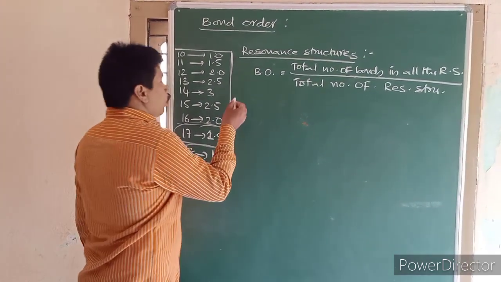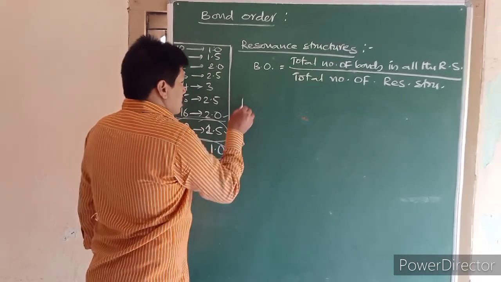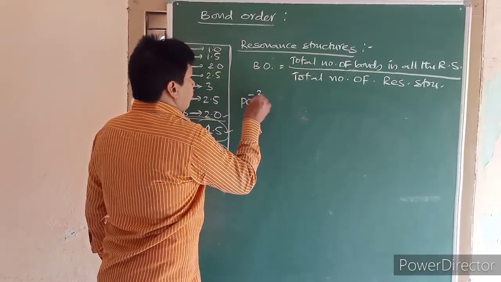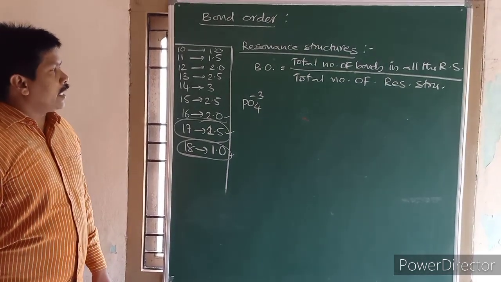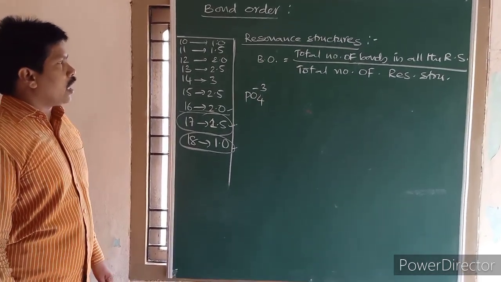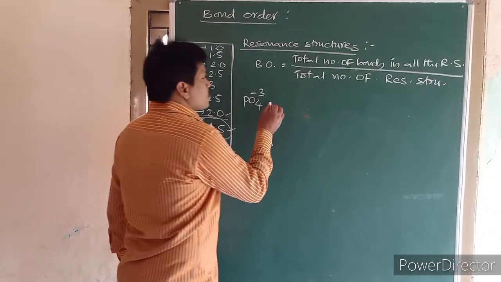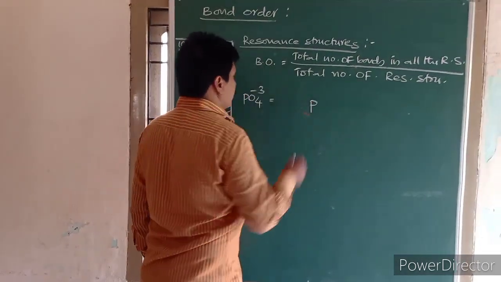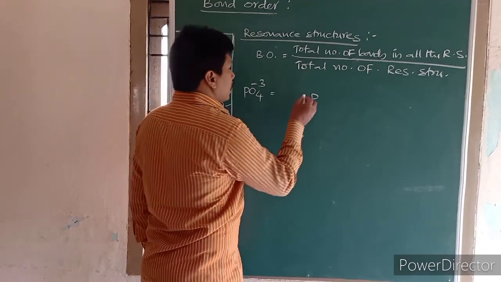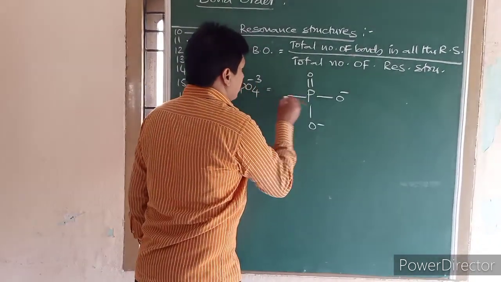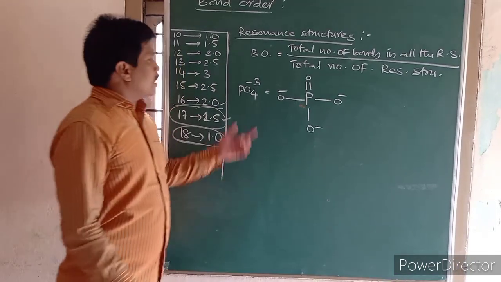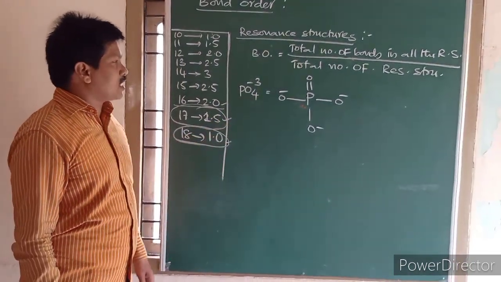One example I am going to take here is the phosphate ion, PO4 3 minus. In this ionic species, the phosphorus atom is the central atom and it shows the structure in this manner, with O minus 1 like this. Its structure is PO4 3 minus.